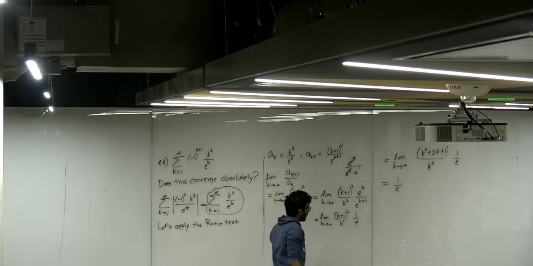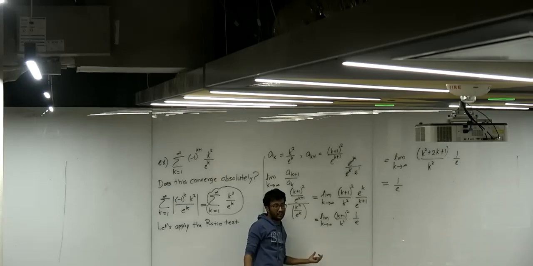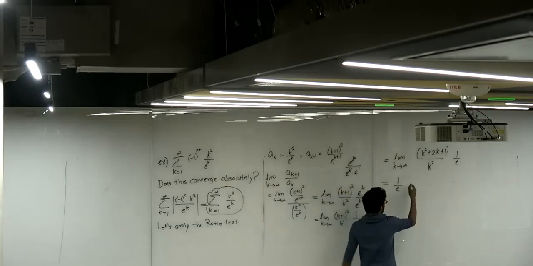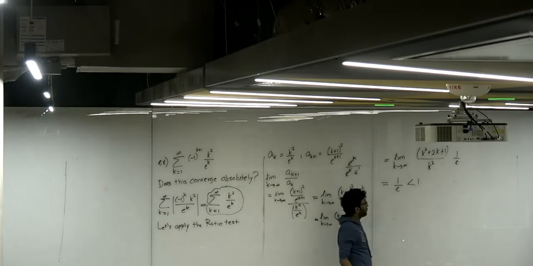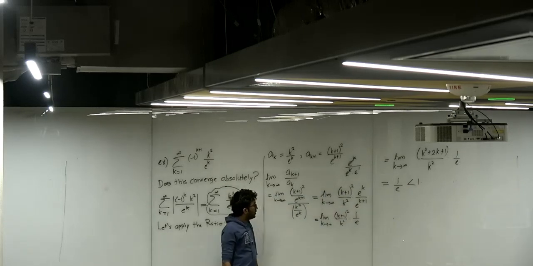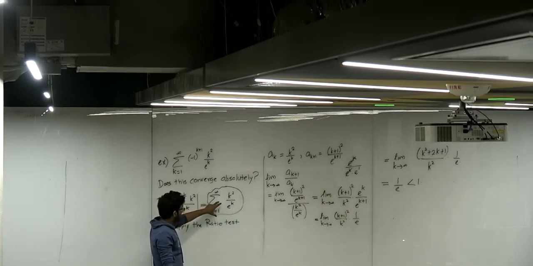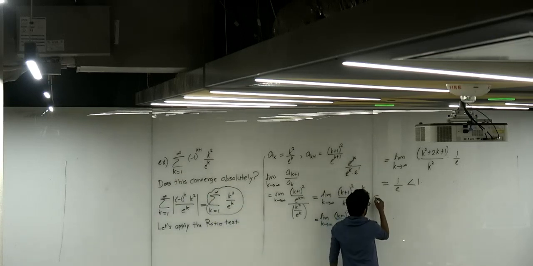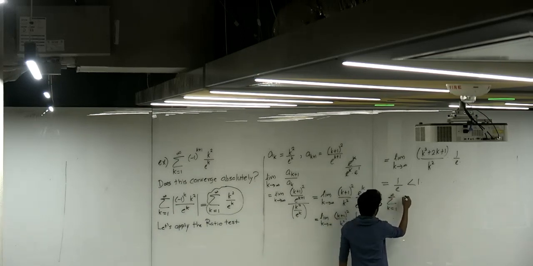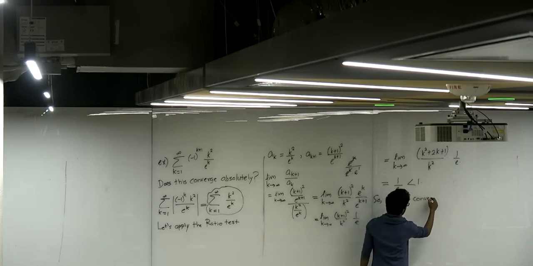Okay? The value of e is 2.73, like that, right? So as a result, this is less than 1. Okay? Right. So now what is the conclusion from the ratio test? Now my limit is less than 1. So this series converges from the ratio test. So the sum from 1 to infinity of e to the power 2 divided by e to the power k converges.